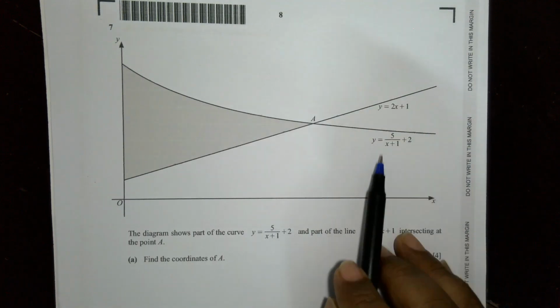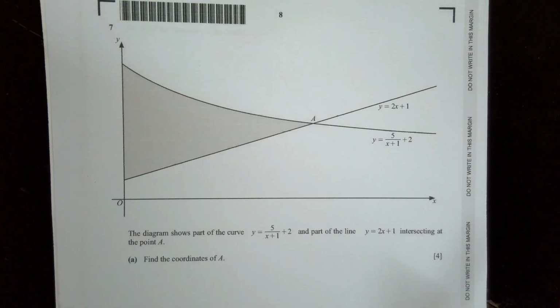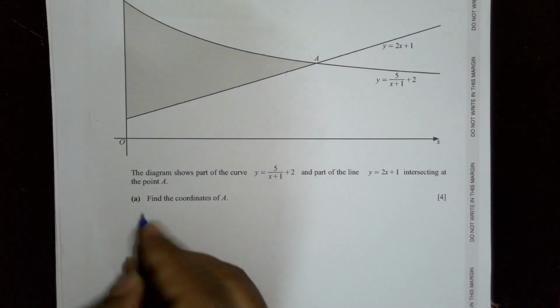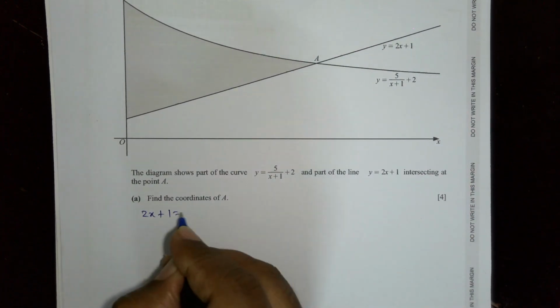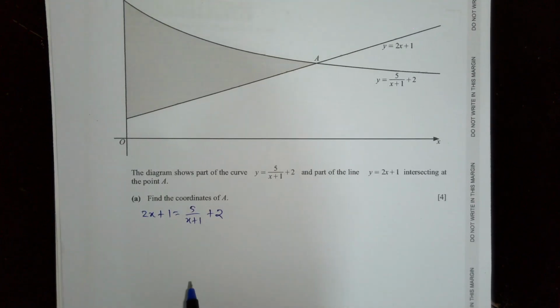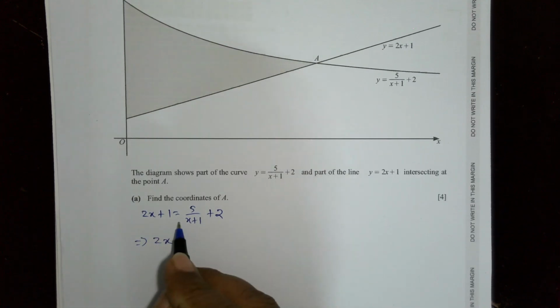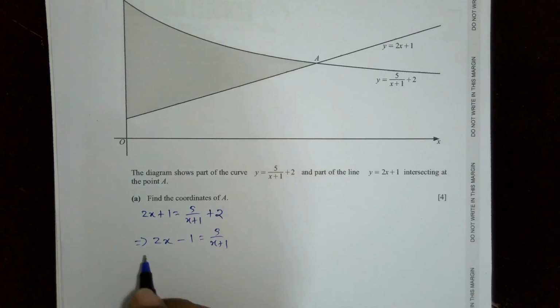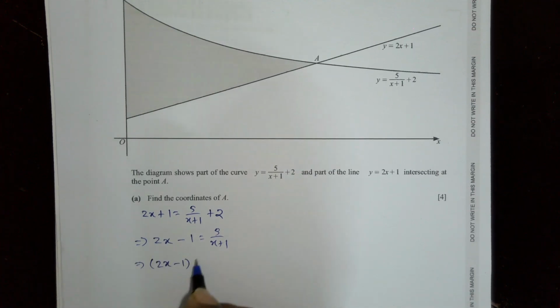This is y and this is also y, right? So equating these two lines, 2x plus 1 equals 5 divided by x plus 1, plus 2. Can we write like this? Okay, now in the next line, if we subtract 2 from both sides, 2x minus 1 equals 5 over x plus 1. Now multiplying both sides by x plus 1, I get 2x minus 1 times x plus 1 equals 5.